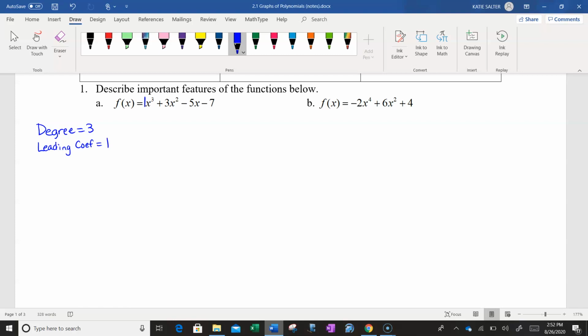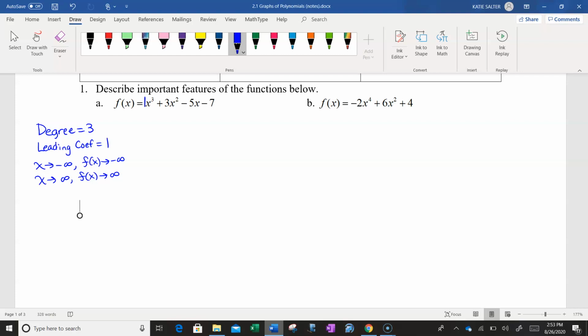So guys, I immediately know my end behavior. As x approaches negative infinity, f of x, because that's the name of the function, will also approach negative infinity because the left arm should be down. As x approaches infinity, f of x will approach infinity because the right arm should be up. Anytime you have an odd degree polynomial, positive leading coefficient, left arm's down, right arm's up.